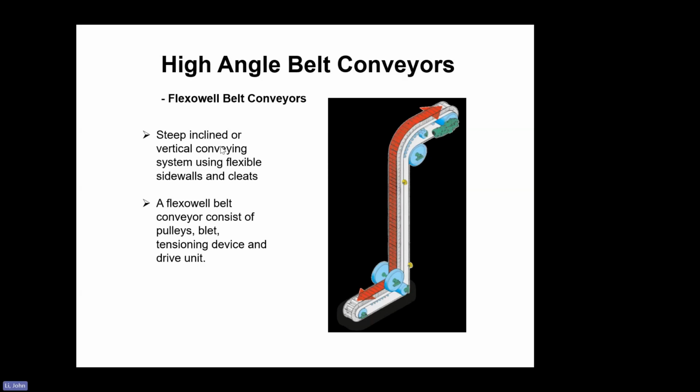It is a steep incline or vertical conveyor system using flexible sidewall and cleat. So this belt has a sidewall and the cleat in the middle. This belt conveyor consists of pulleys, similar to a belt conveyor, and the belt with cleat and sidewall, the belt tension, and the drive system.